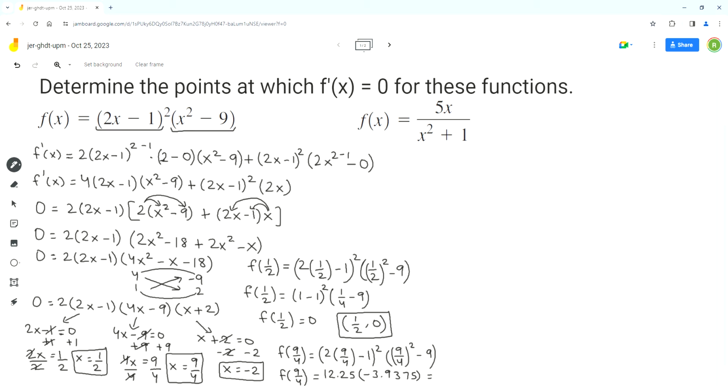And now we can multiply these terms. So 12.25 times negative 3.9375 is equal to negative 48.234375. Now we can also write this in fraction form. If you want to write it in fraction form, we get negative 3087 over 64.